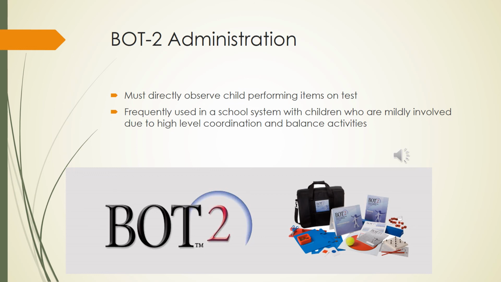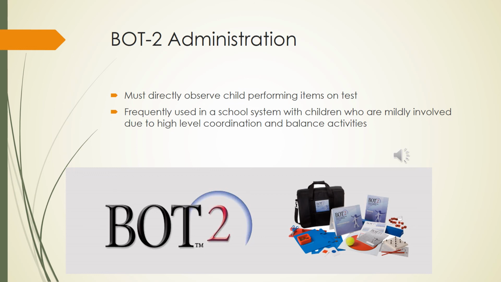In order to score and get points, you do directly have to observe the child performing the items, but that manual, that flip book, has specific directions on what qualifies and counts, and it does ask for very specific arm positions and standing positions in order to get a point. So for example, hopping on one foot is an item, but the child, in order to get credit, has to do it with their hands on their hips.